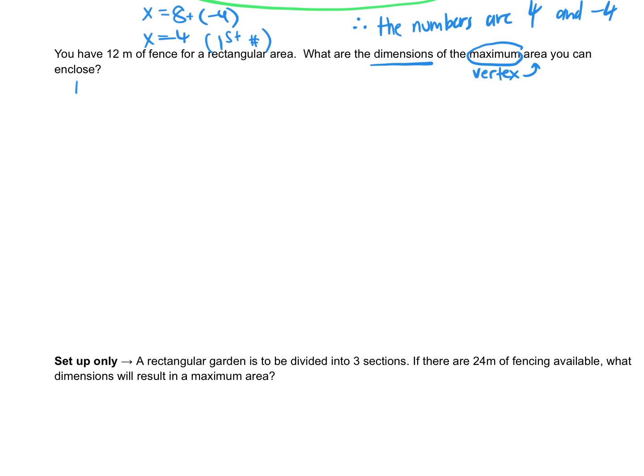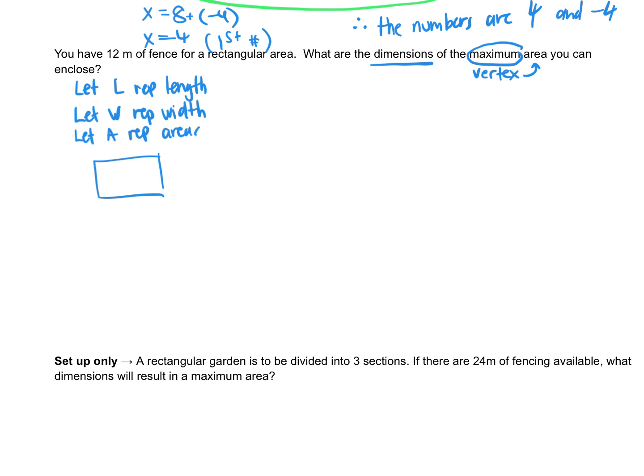So, my let statements. Let L represent the length. Let W represent the width. And I'm just going to do a little sketch. Okay, I know I'm maximizing area, so I'm actually also going to write let A represent area. And now I know I need to find the vertex of this equation, which is not quadratic just yet.